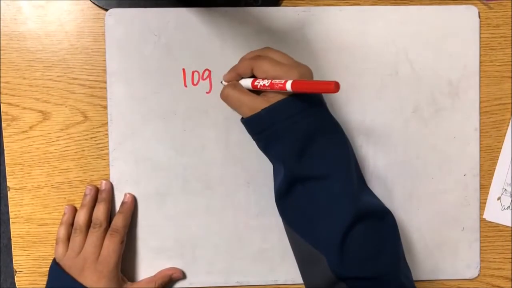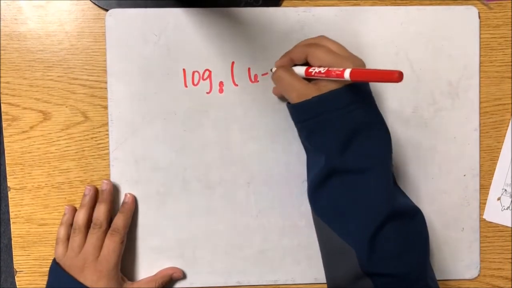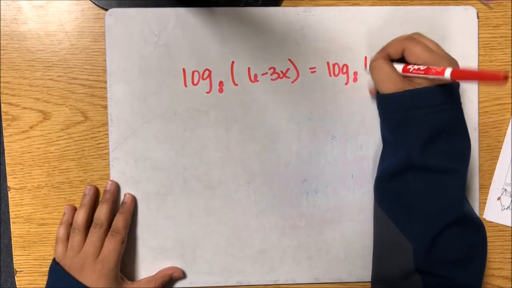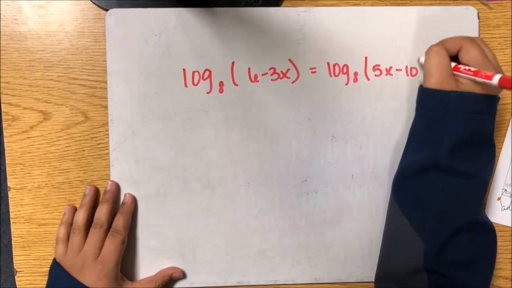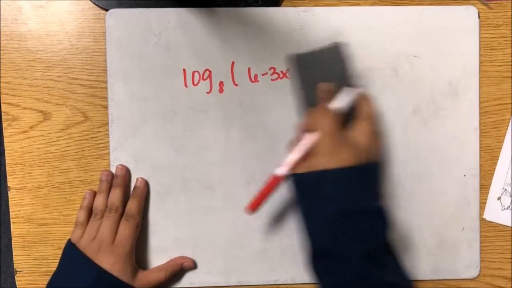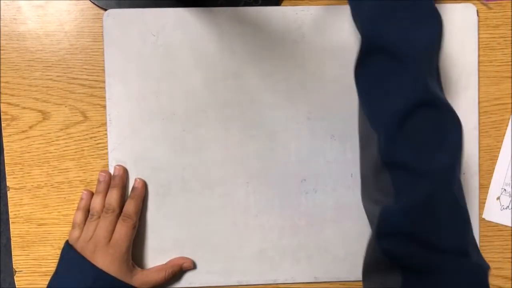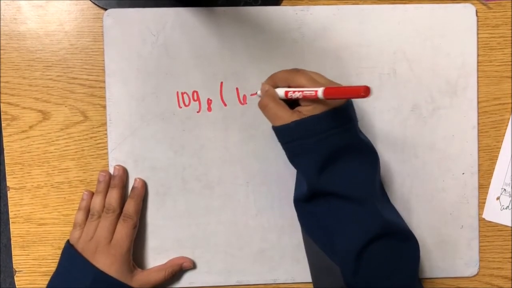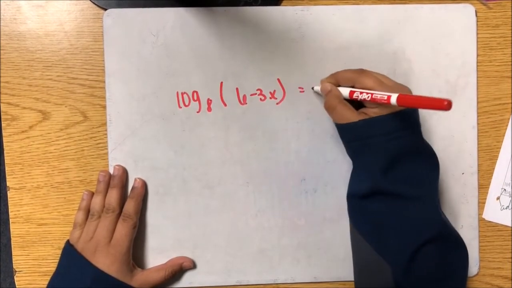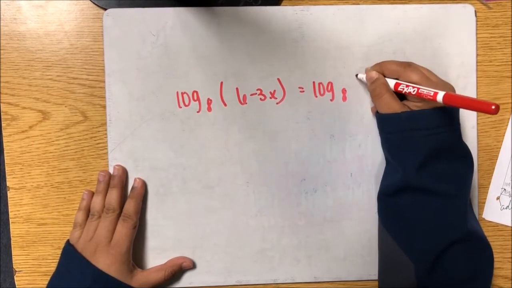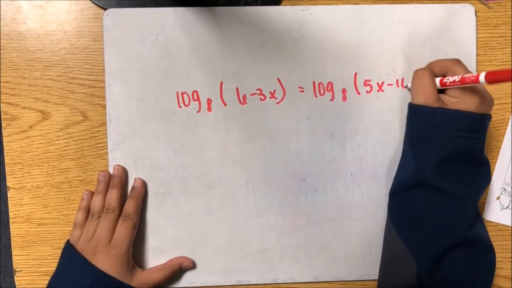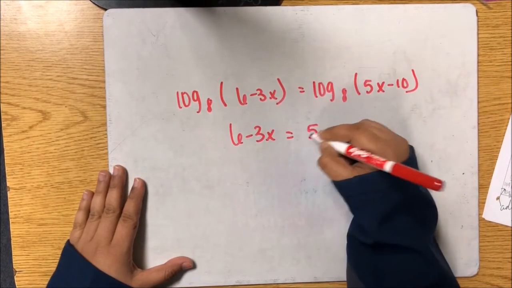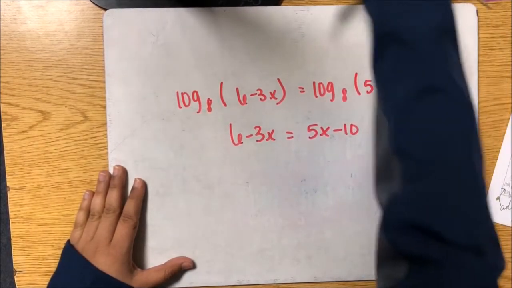Our second problem is log base 8 of 6 minus 3x equals log base 8 of 5x minus 10. Solve for x. There are log base 8 on both sides, so they would compare out, leaving us with 6 minus 3x equals 5x minus 10.